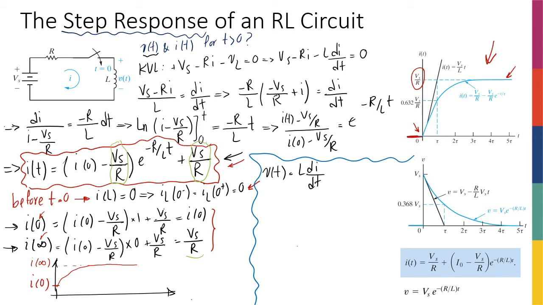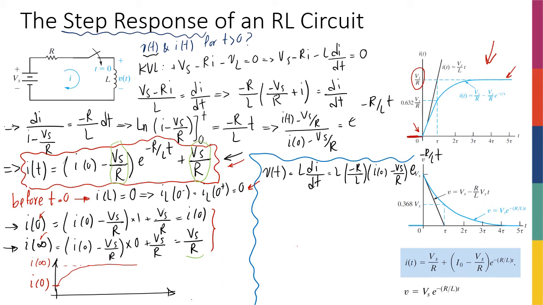That's the voltage of an inductor, and when I know the expression for the current of an inductor, I just need to take a derivative of that and multiply that with an L. If I do that, I'm just going to get the voltage of the inductor. So this is going to be L times negative R over L times I0 minus Vs over R times e to the power of negative R over L times t.